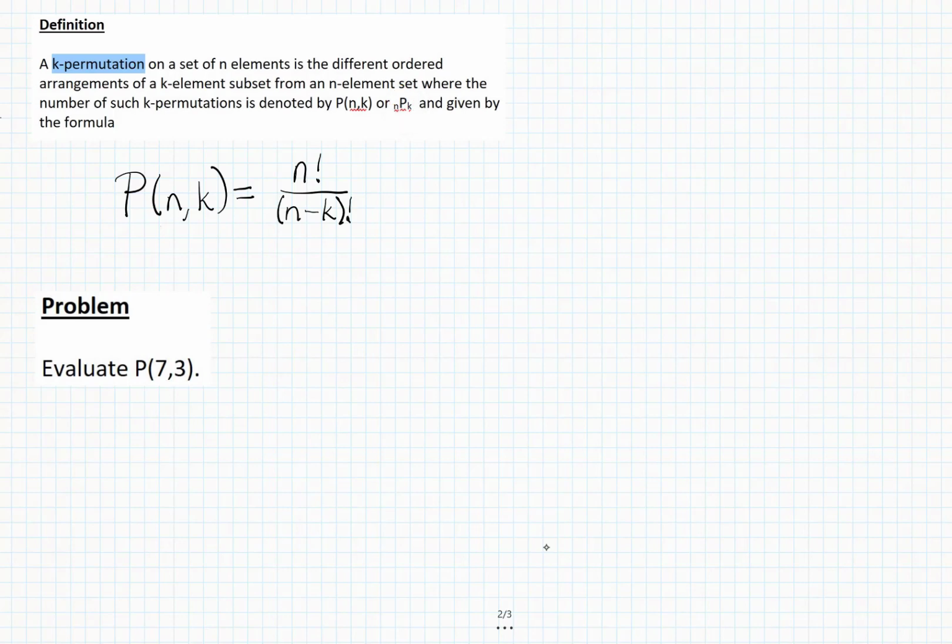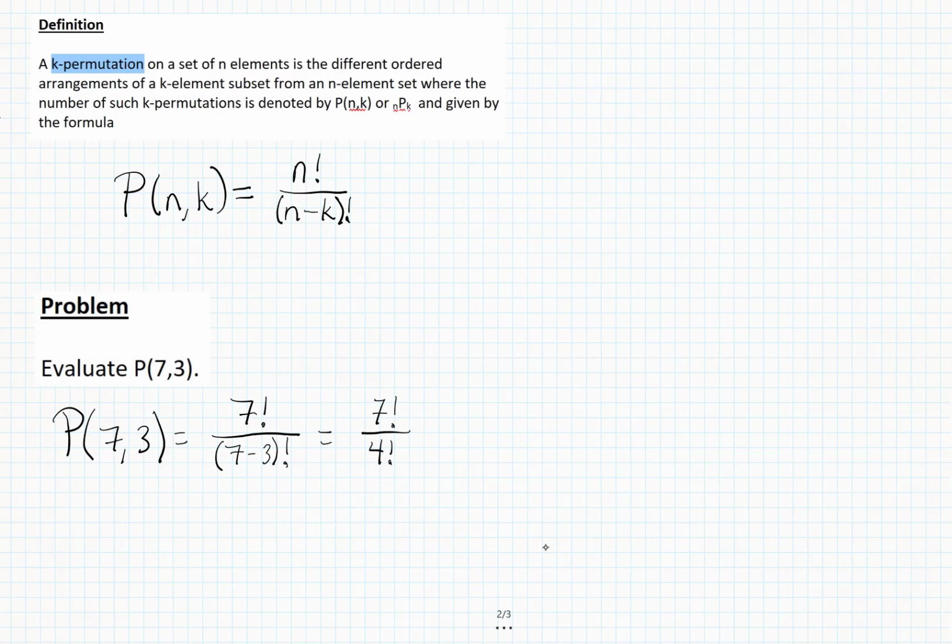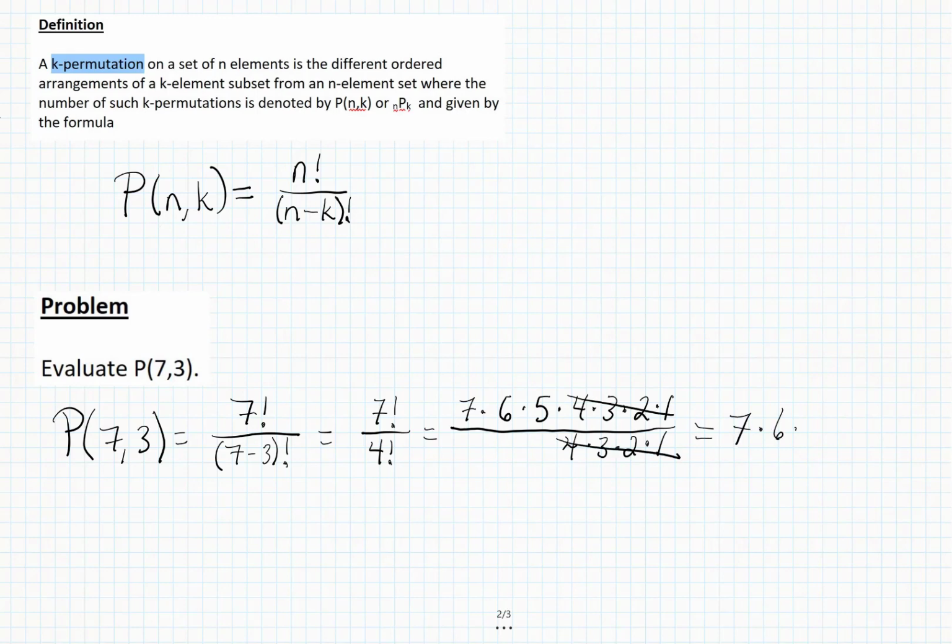So if we wanted to determine the number of 3-permutations from a set of 7 elements, we can carry that calculation out below. So this would be P(7,3). Just plugging it into our formula, we get 7 factorial over the quantity 7 minus 3 factorial. And so that's 7 factorial over 4 factorial, or 7 times 6 times 5 times 4 times 3 times 2 times 1, divided by 4 times 3 times 2 times 1. The 4 times 3 times 2 times 1's cancel out, and you're left with 7 times 6 times 5, which is just 210.